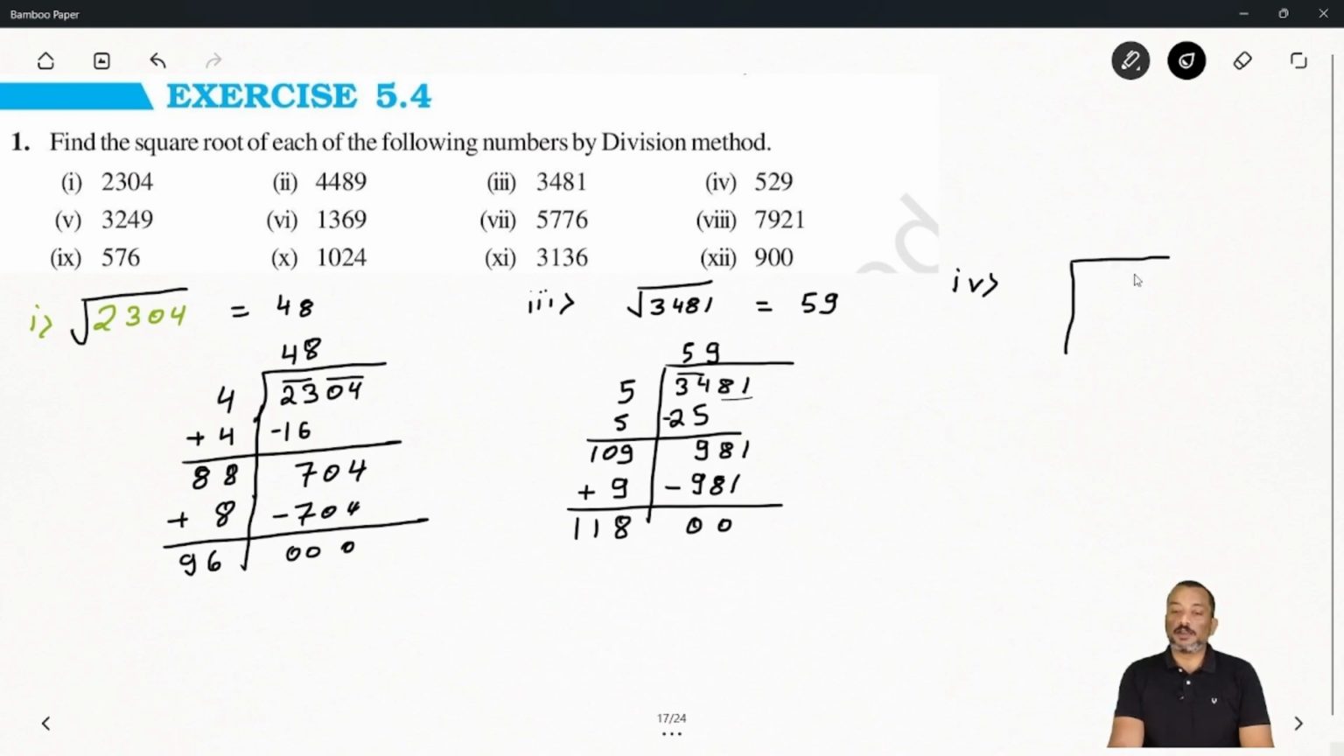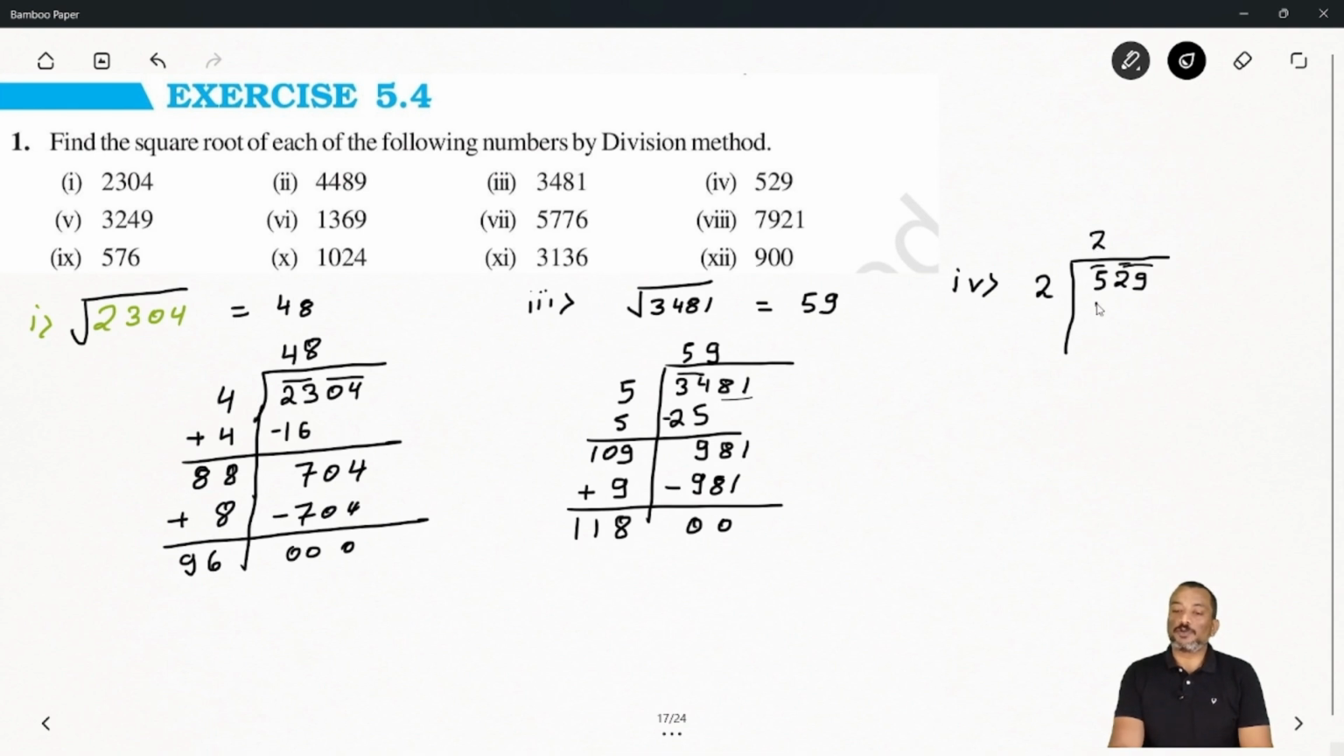So we will take 529. If it is 529, we will always make pairs from right side to left side. So on the left side only one number is left, so we will take 5. Always you have to make pairs from right side to left side. So we check whether before 5 any perfect square is coming. So we have 4, which is 2 squared. So we can go with 2.